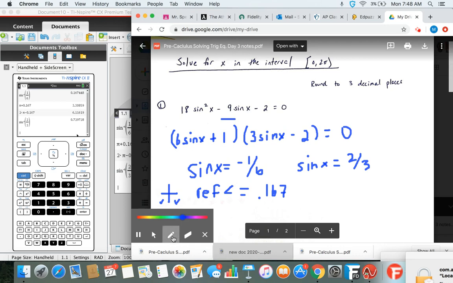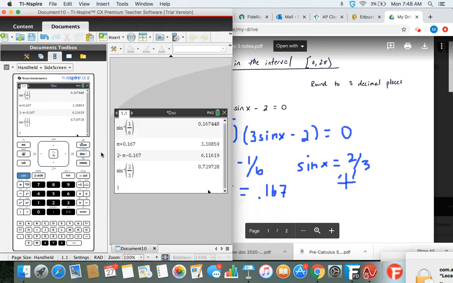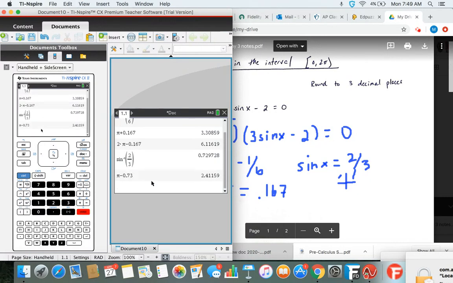Think about, well, where is y positive? It's positive in quadrant 1 and quadrant 2. So in this case, 0.729, or we'll actually round that to 0.730, is actually one of our answers, in addition to the angle that would be in quadrant 2, which is pi minus 0.730. And there's that answer.